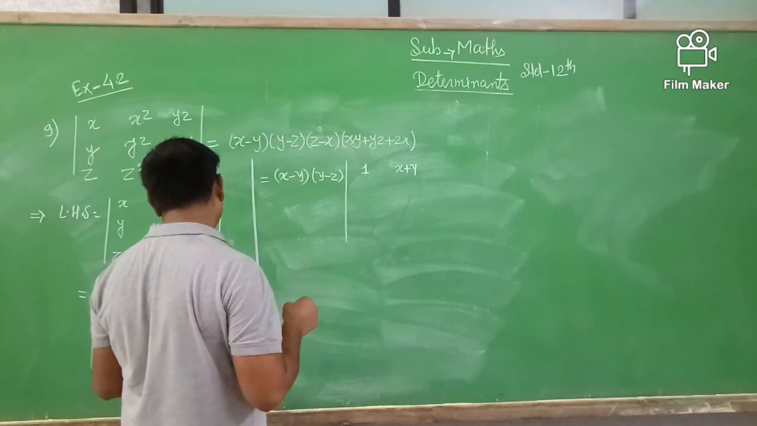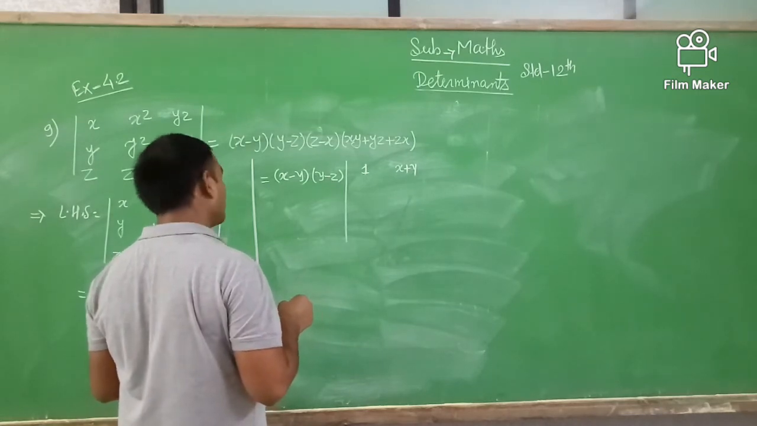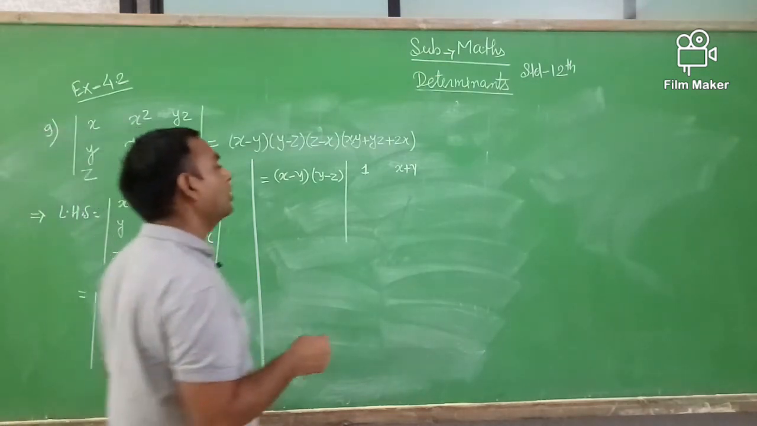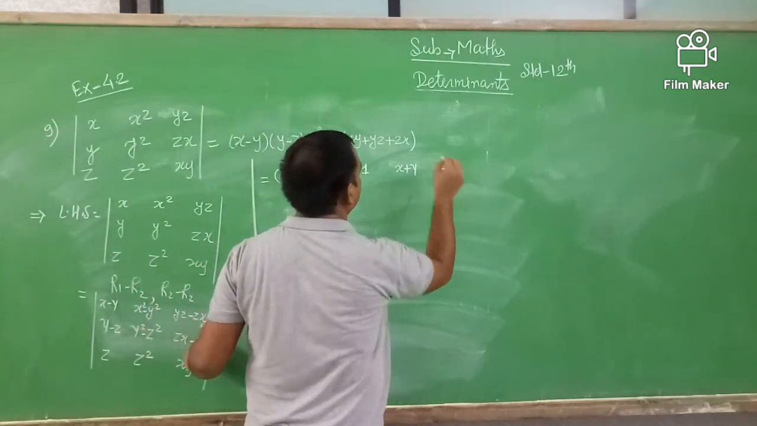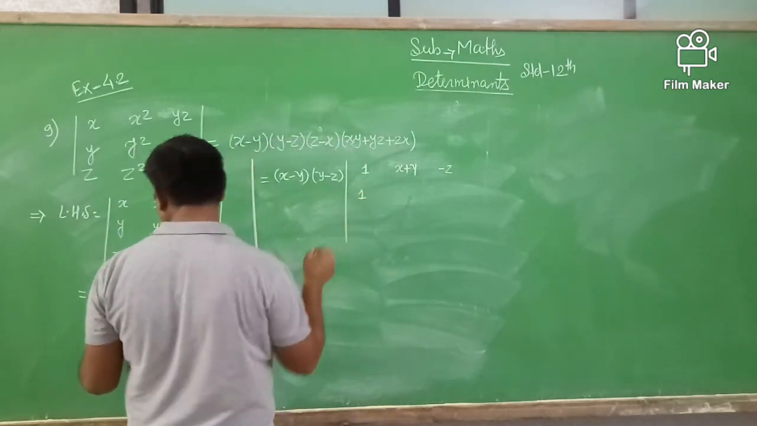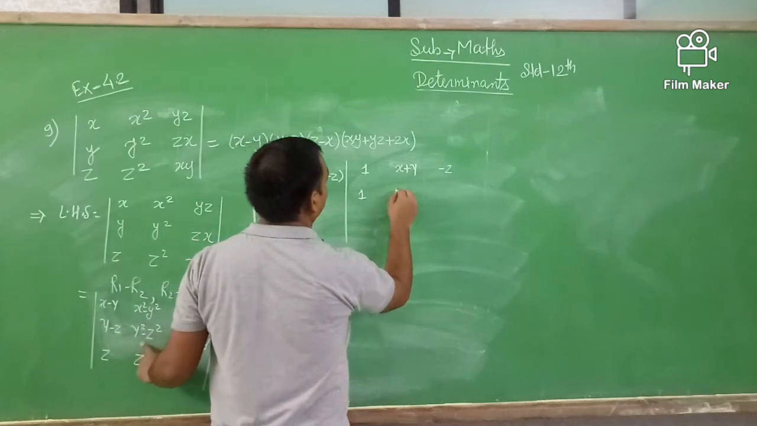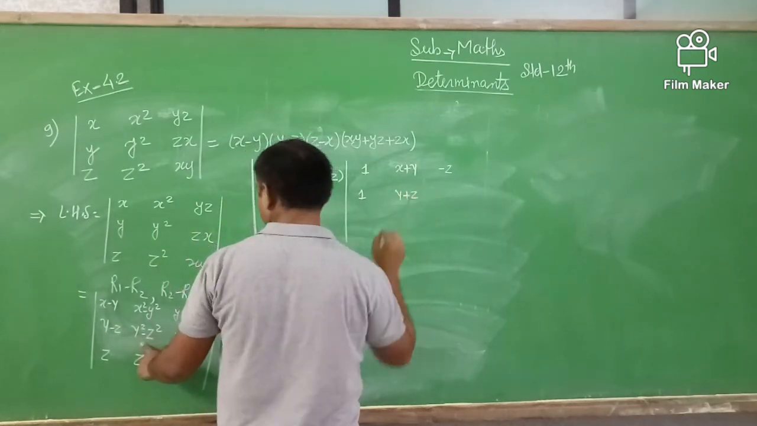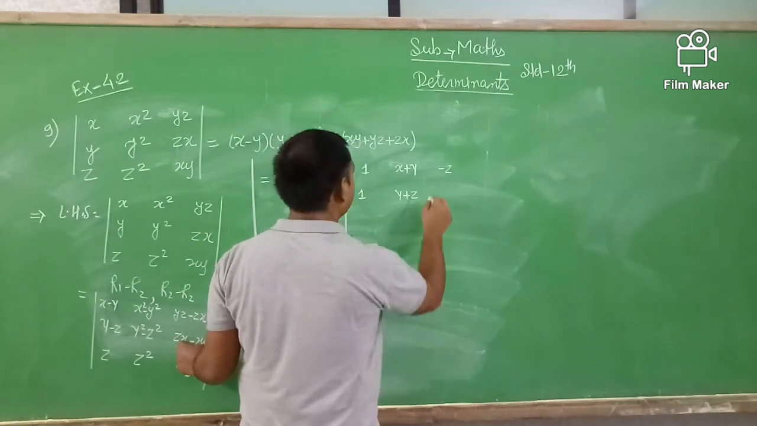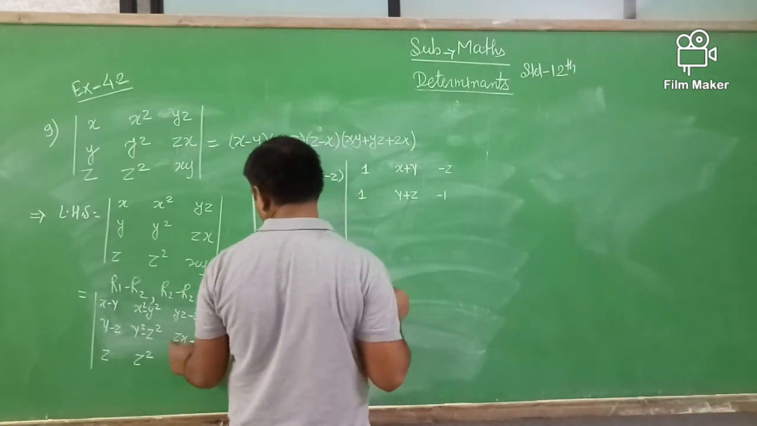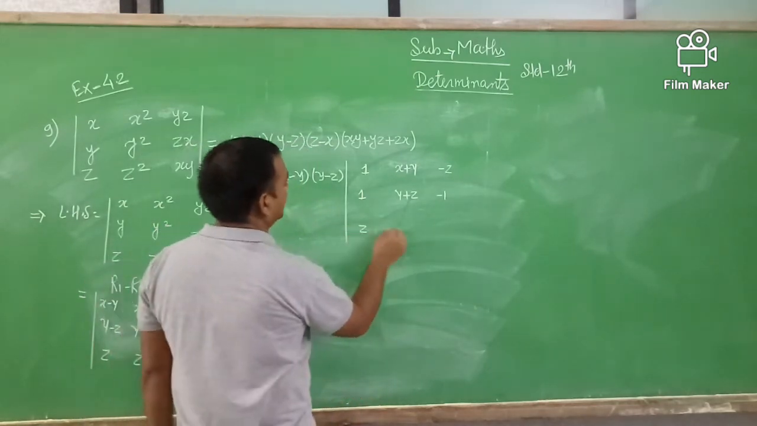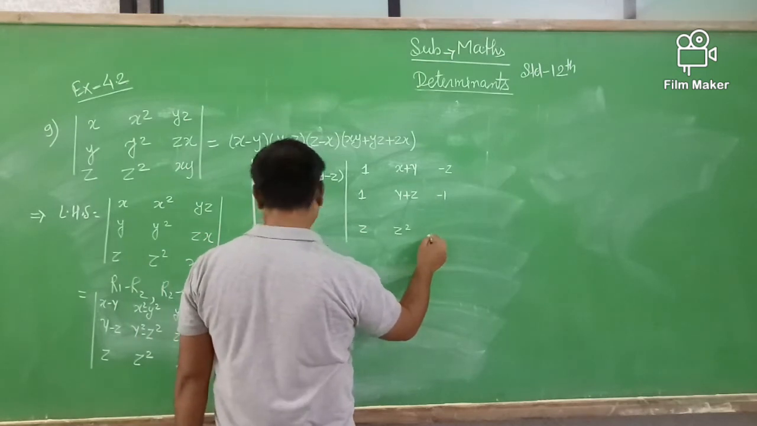Here is yz minus zx. I take z common, so this is y minus x, but I have x minus y, so I take minus z common. Next, y minus z, so it is also 1. This is y square minus z square, it means y plus z. Then zx, and here you take minus x common, so this is x, y minus z. The other elements are the same, z square and xy.